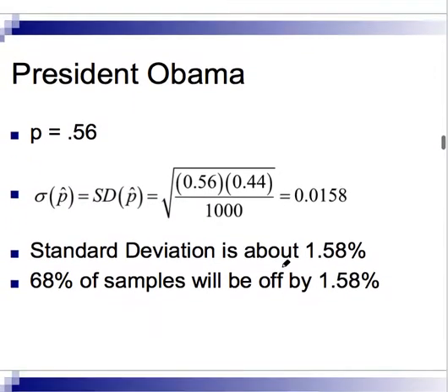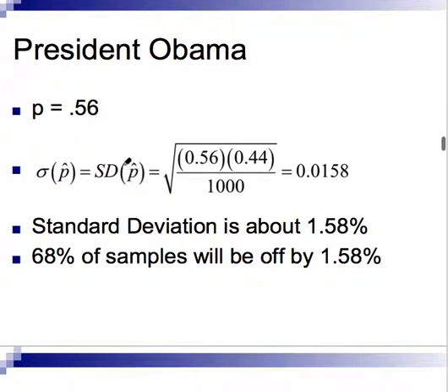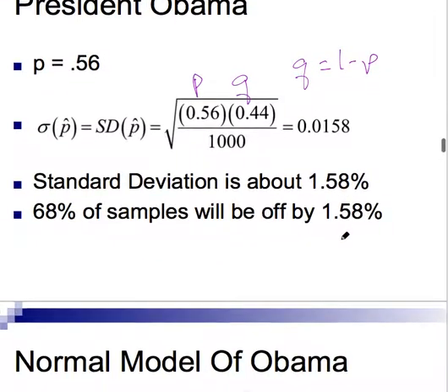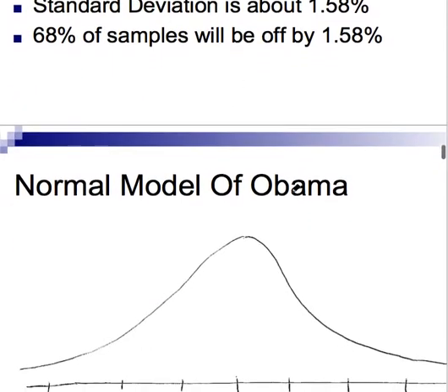Okay, so if we go back to the President Obama example, so p, which is our mean, our expected value, is 0.56. We expect that 56% of the people are going to vote for him. That's where our mean is. And then we calculate the standard deviation. So here's p times the 0.44 divided by n, which is the 1,000 people that we talked about. The 0.44 is q. So here's p and q. And remember that q is 1 minus p. Okay, so the standard deviation is 1.58. Okay, so 68% of the samples will be off by 1.58.